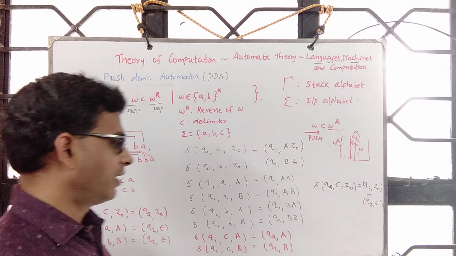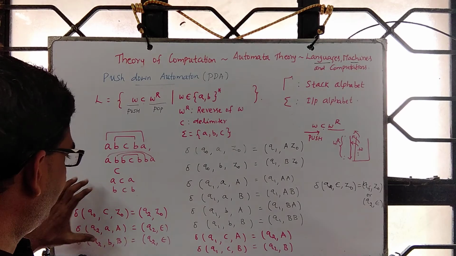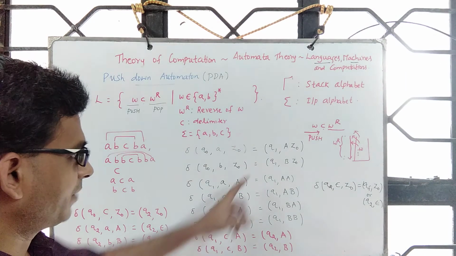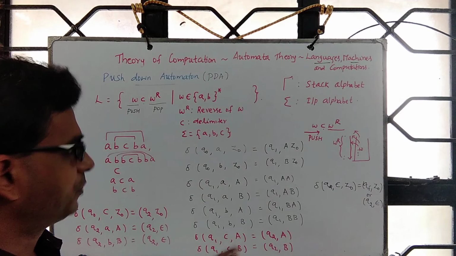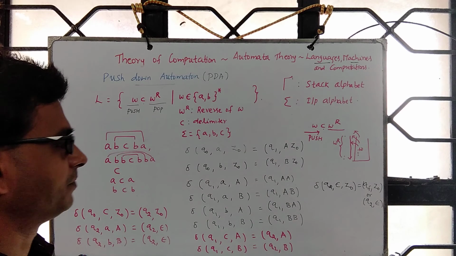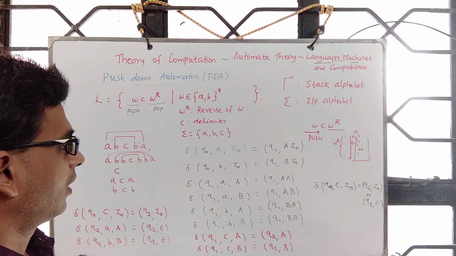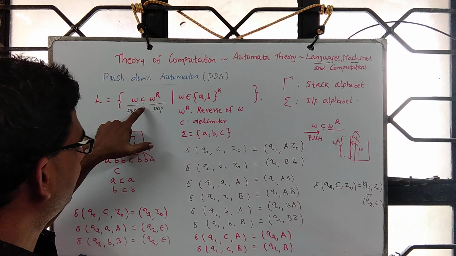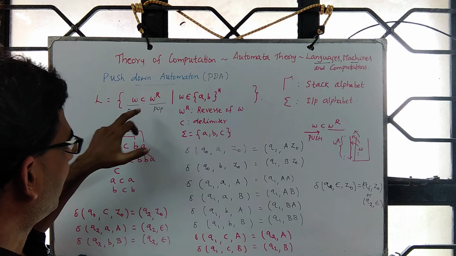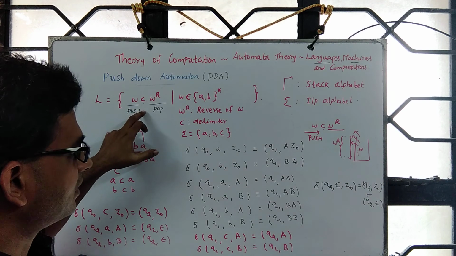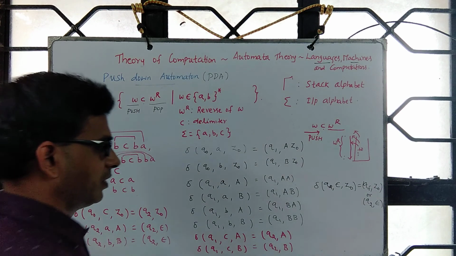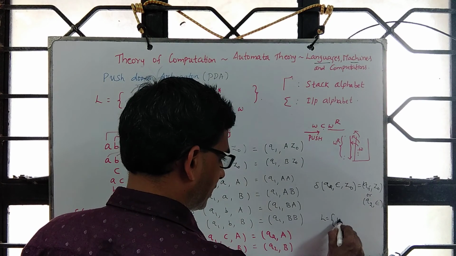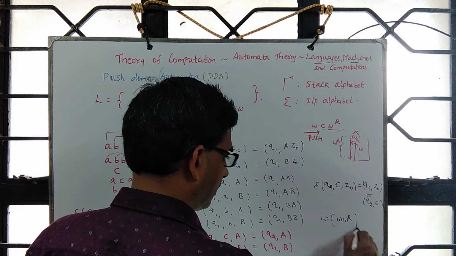Fine. Here again, when we look at all these transitions, they are mapping to exactly 1, which means it is a deterministic machine. Now the interesting question is, what is the role of this C? Can we drop this and then still design a machine? What am I asking? Language is WWR.